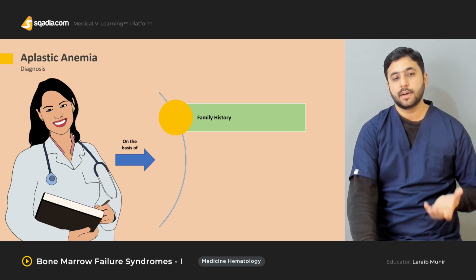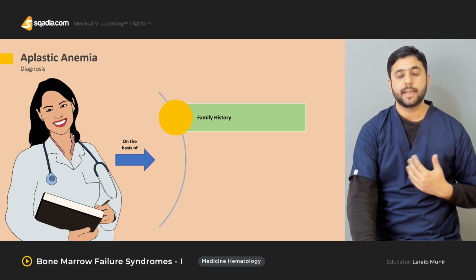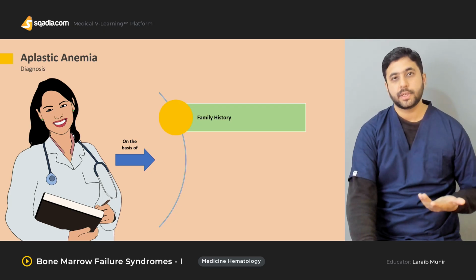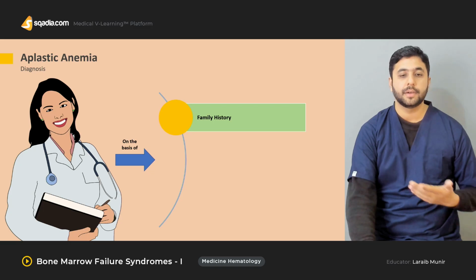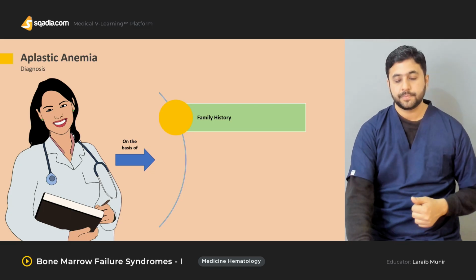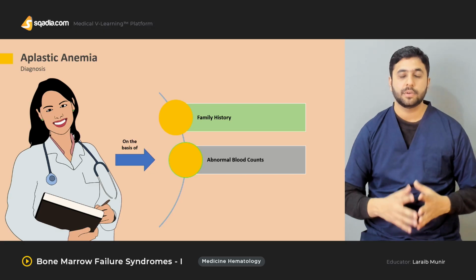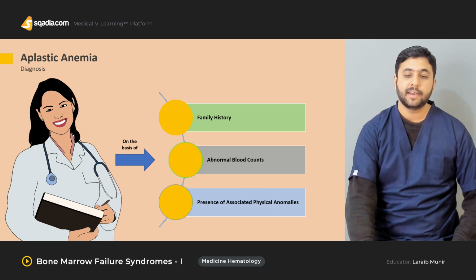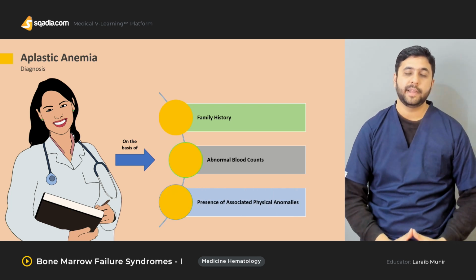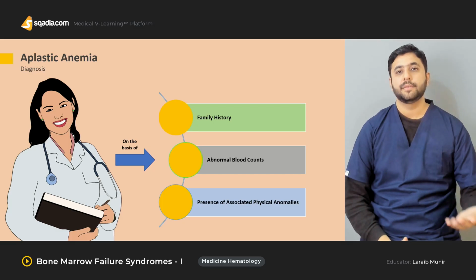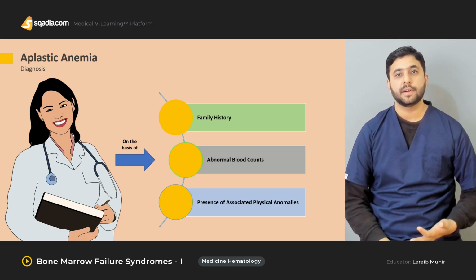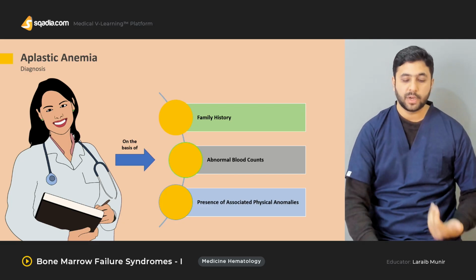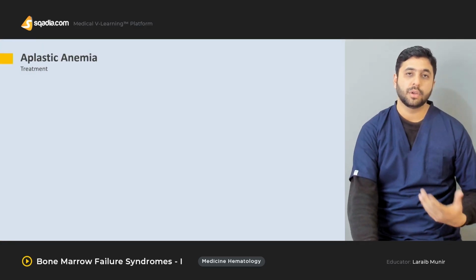The overall diagnosis is basically based on the family history of the patient, if there is a hematological history in the patient's parents, or if there is an abnormal blood cell count, for example, the pancytopenias, which lead to the diagnosis of aplastic anemia, and finally the presence of associated physical anomalies, specifically in young adults, who might have Fanconi anemia or dyskeratosis congenita. These associated physical anomalies give us an insight to arrive at the cause of the aplastic anemia.